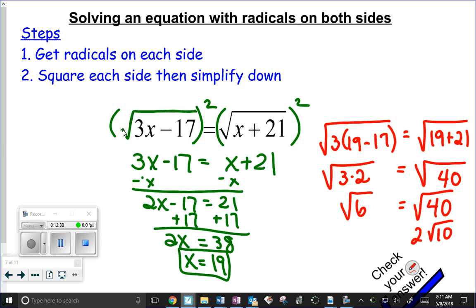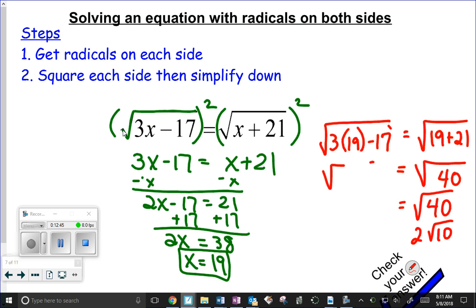Wait, what do you mean? Oh yeah, it's 3x. I put the parentheses in the wrong place. My bad. All right, so 3 times, what are we doing? 19 minus 17. Okay, let's try that.